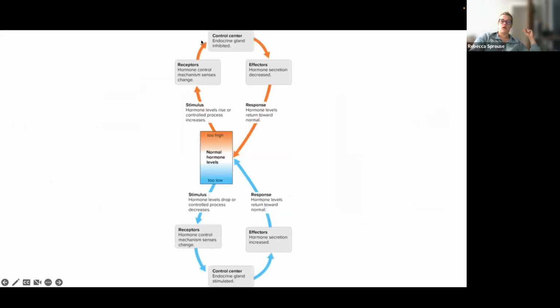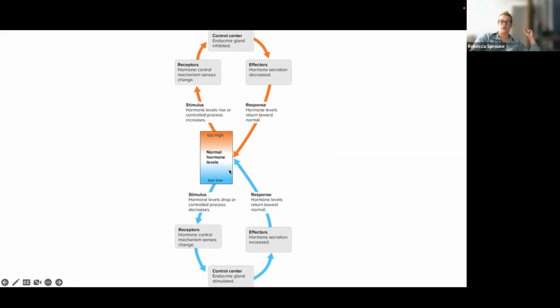So here's an example of something that's too high or too low. Let's just say that our hormone levels get too high. The receptor, the control mechanisms, whatever that might be that we just talked about, sense that change. And so now you're going to inhibit that gland, right? You're going to tell it to quit releasing so much hormone. And so then your levels will return back to normal.